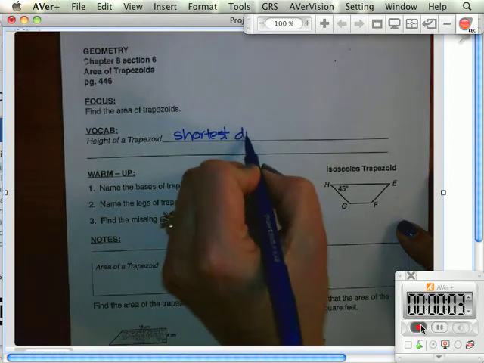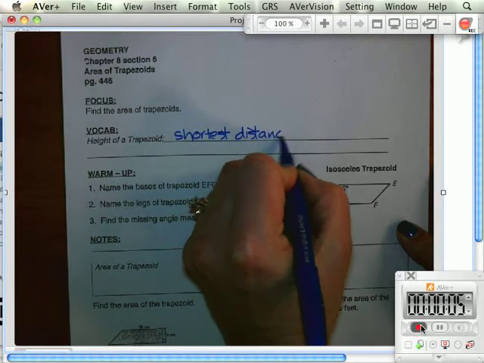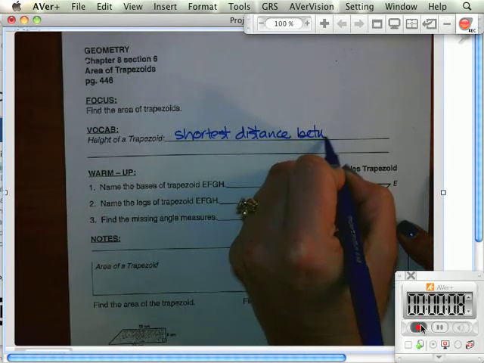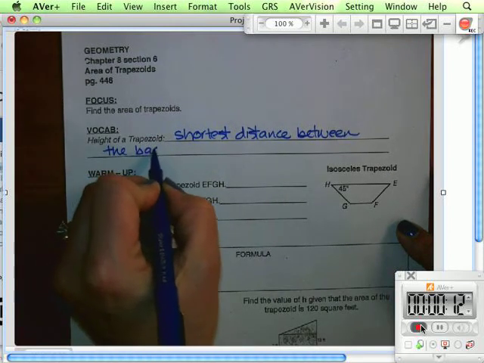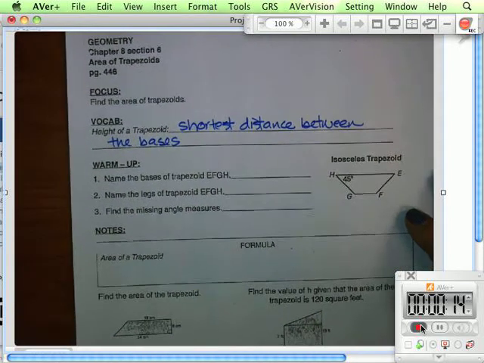Distance between the bases. The shortest distance between the bases.